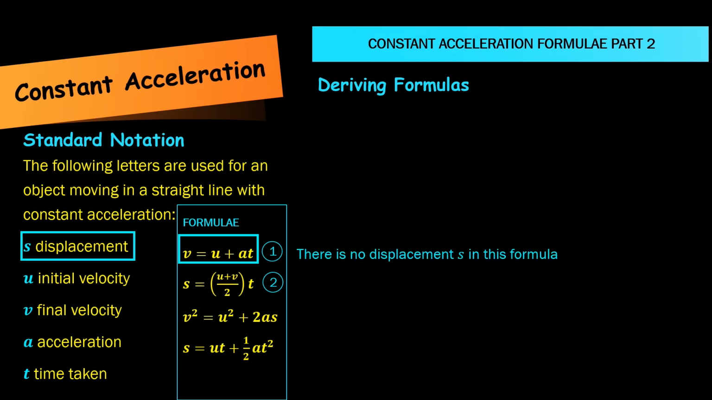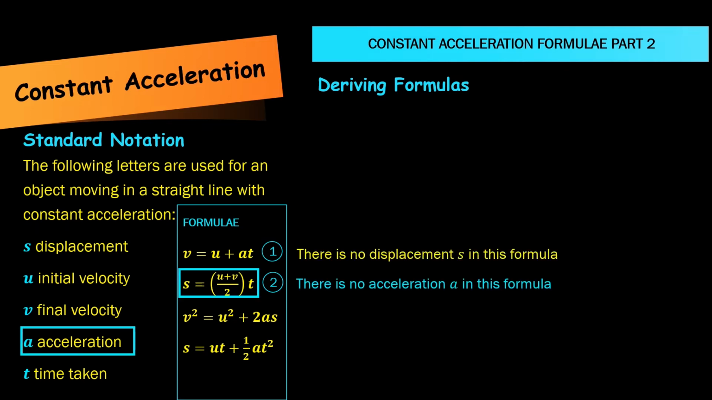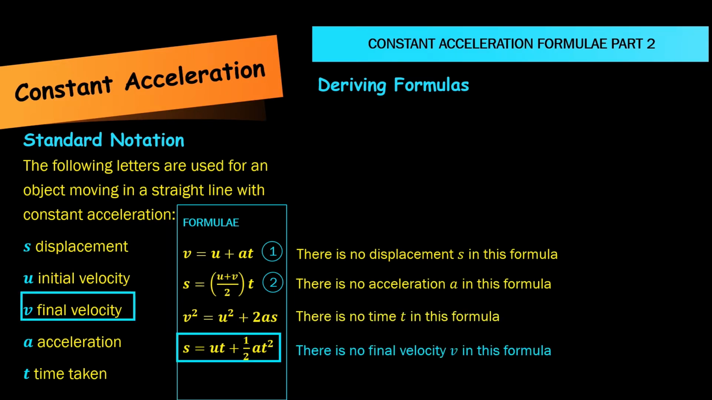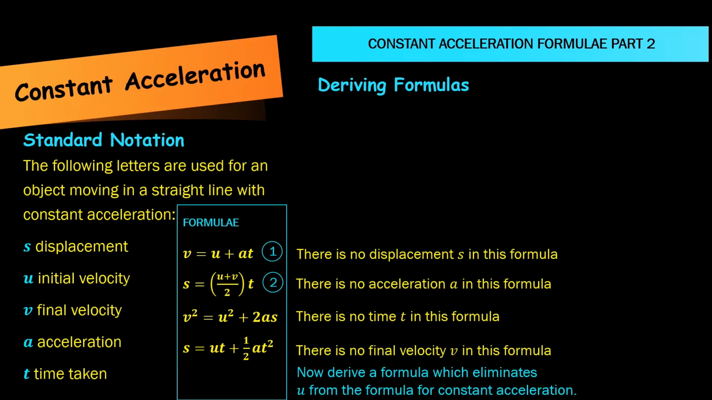So again, let's summarize. The first formula has no s. The second formula has no a. The third formula has no time t. And the fourth formula has no final velocity v. So now we're going to derive a formula which eliminates u from the formula for constant acceleration.